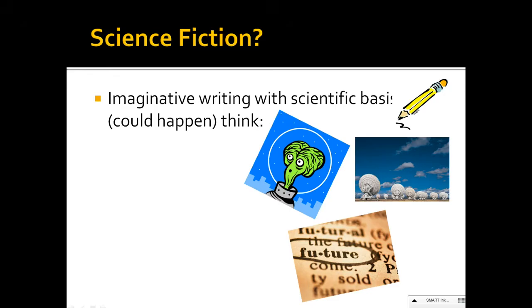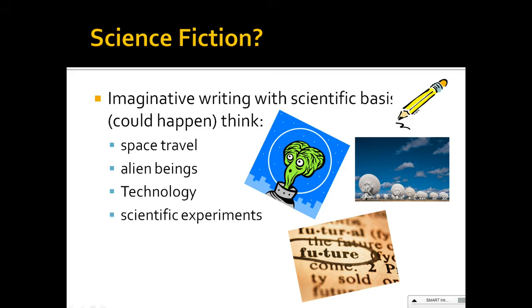So it's often imaginative writing with a scientific base, and it's ideas that could happen. So we want to think about things like space travel, alien beings, technology, scientific experiments, or maybe even a futuristic society. So some common machines and tools that we are using today, like airplanes, cell phones, some of those were first described in earlier science fiction stories. So that's kind of cool.